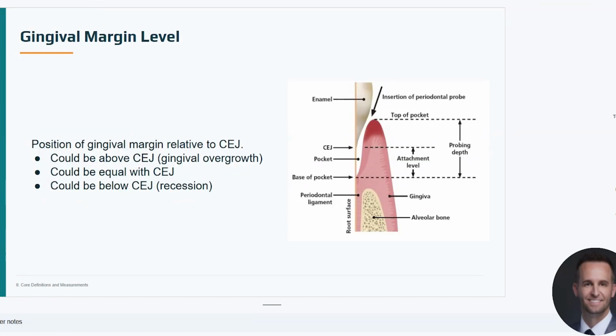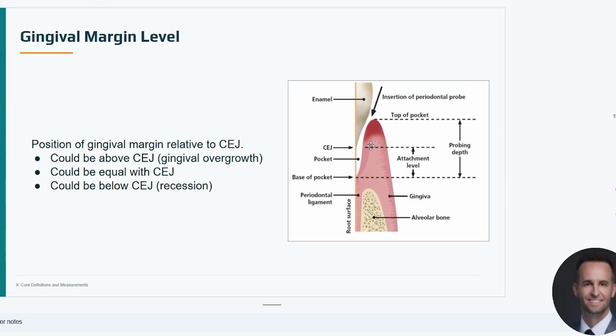Gingival margin level. This is the position of the gingival margin relative to the CEJ. In other words, where is the tip of this gum tissue in relation to the CEJ? It could be above the CEJ, which would be considered gingival overgrowth, which in many scenarios is healthy to have. And so in this scenario, if the CEJ is right here, this gingival margin is above the CEJ.